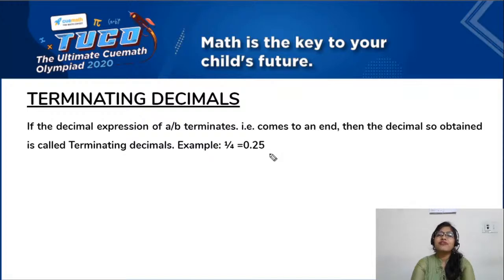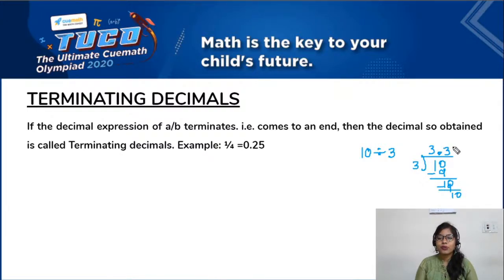There are a lot of decimals which do not stop. For example, let me show you a very basic thing. Let's say we have 10 divided by 3. All of you can try dividing this. So 10 over 3, 3 times 3 is 9, and then we have 1, then 10, 3 times 3 is 9, and then we have 1 again.